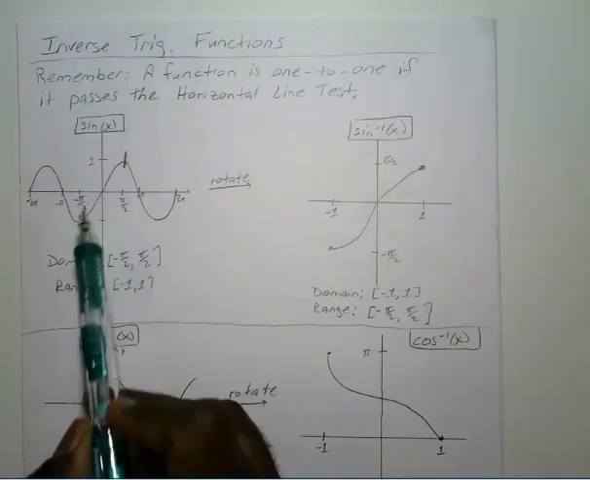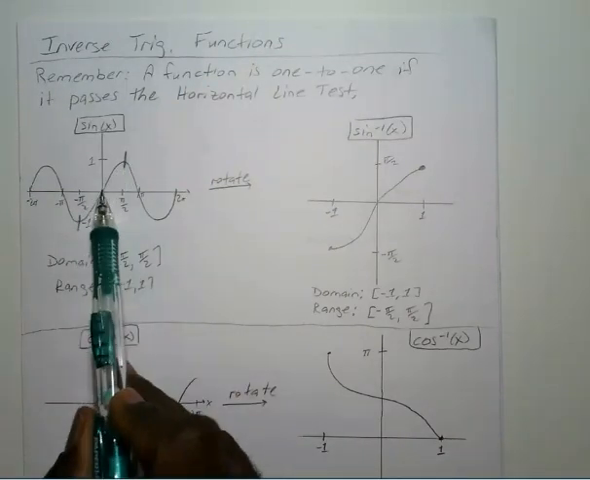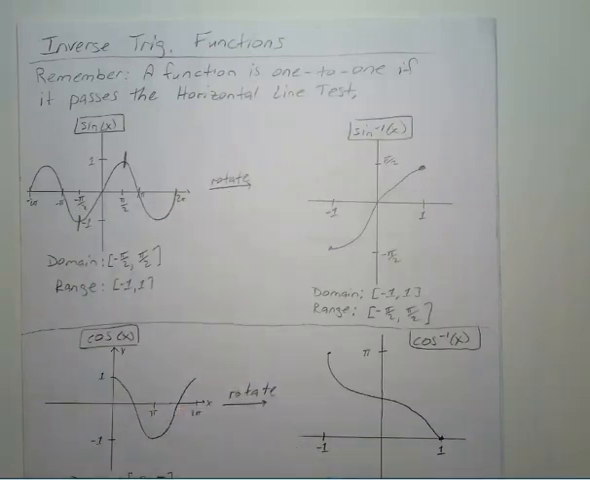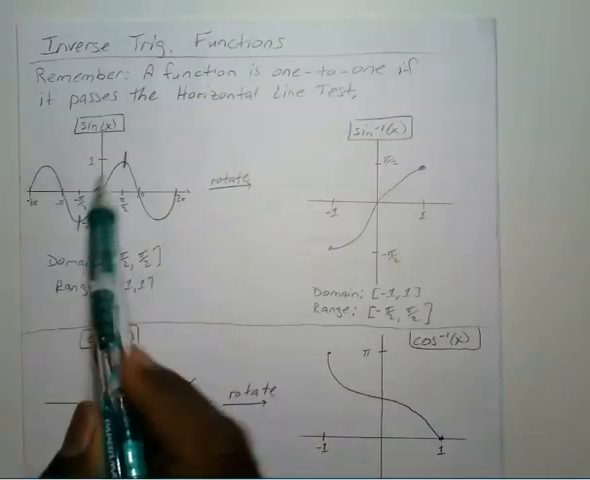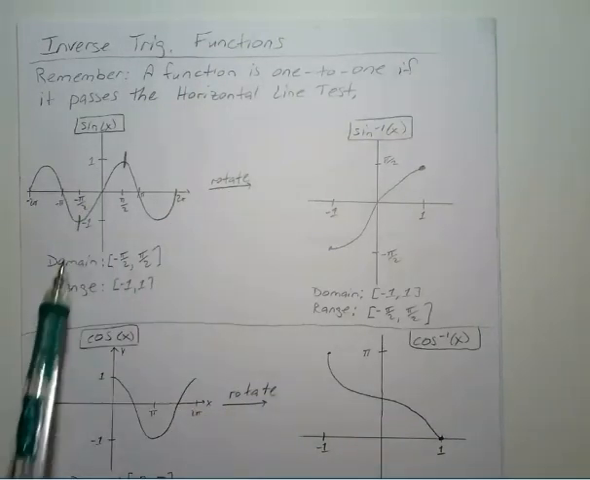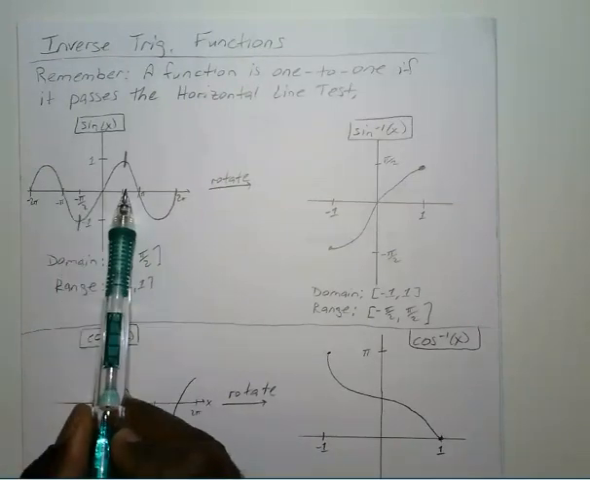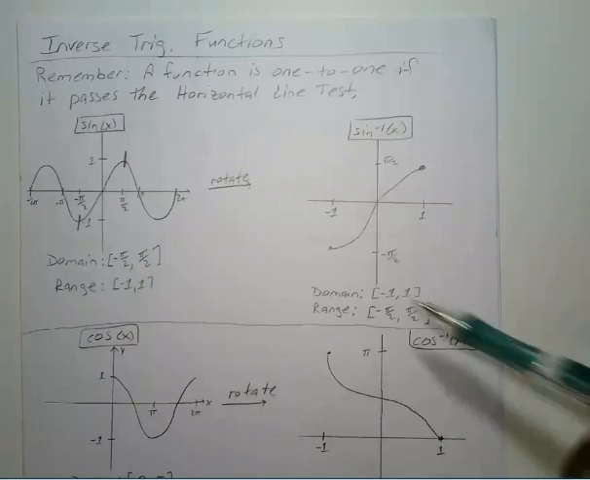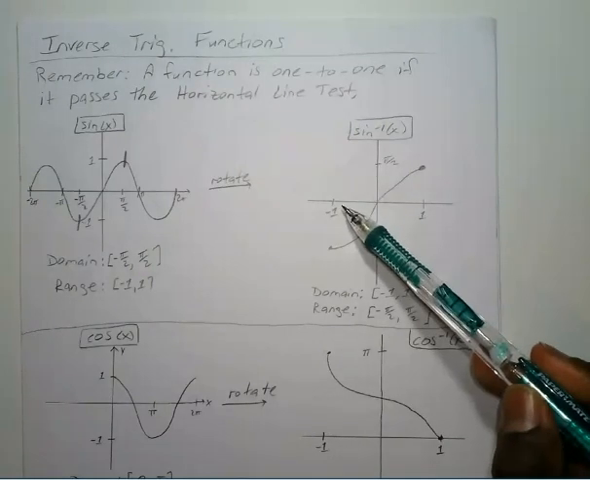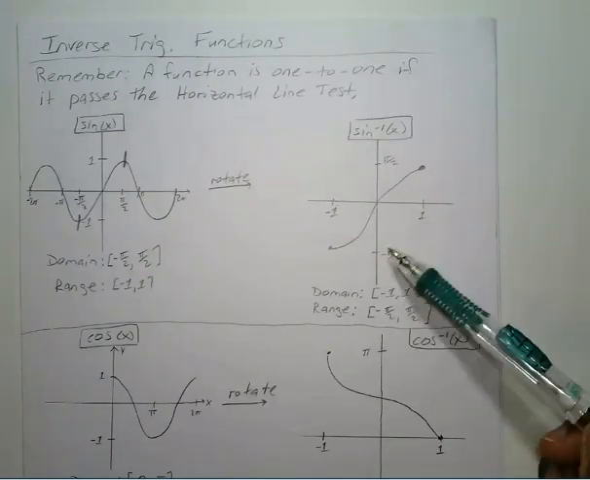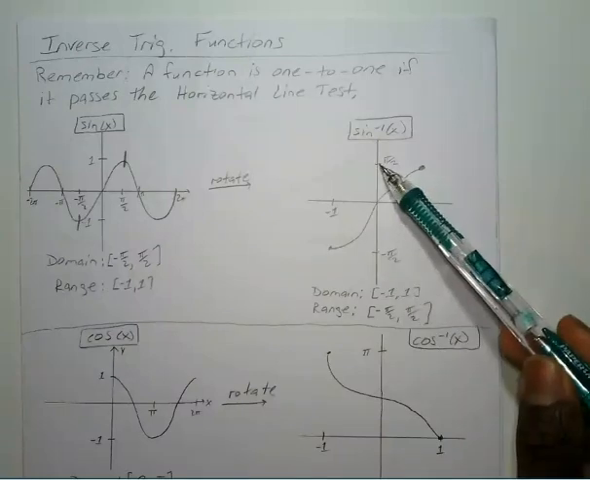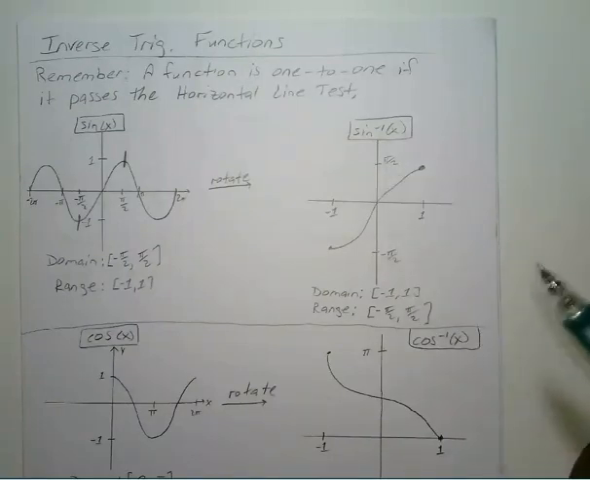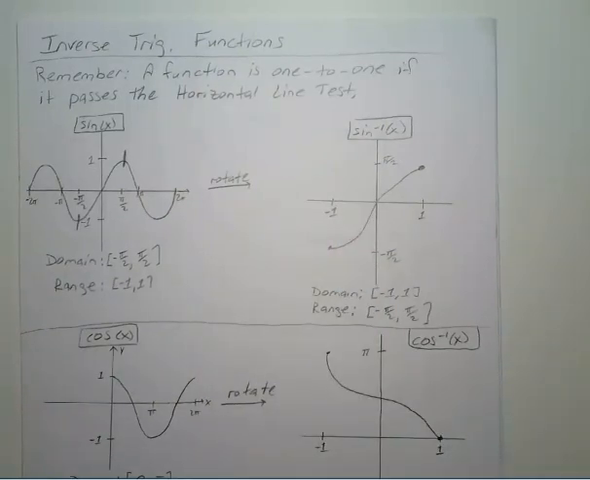Just between that, we're going to take that piece and rotate it. And when we rotate it, instead of our domain being from negative pi over 2 to pi over 2, and our range being from negative 1 to 1, we have our domain from negative 1 to 1, and our range from negative pi over 2 to pi over 2. So this is the graph of sine inverse of x.